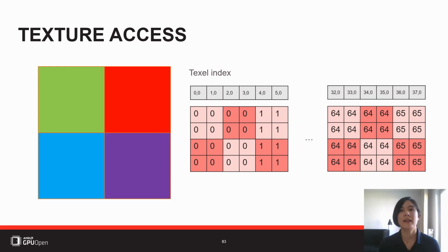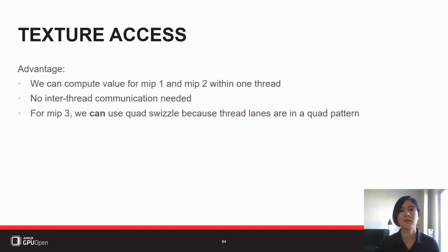Again, to notice, we now have this quad-like pattern in the thread indices, but if you look at the single thread, the 4 2x2 quads are still close together. This means that if you look at the single sample instructions, the data will be scattered around, but if you go to all 4 sample instructions, one single thread will have data close by. So for computing MIP2, we don't need any communication between the threads because the data is already available within the single thread.